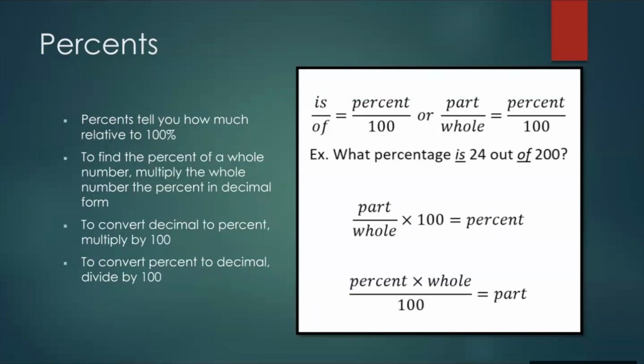If you were trying to get to the 24, you weren't given that number, you would use the last equation at the bottom to solve for that number, right? If you were given 12% and the 200, you would put 12% times 200 divided by 100, and you would get 24.